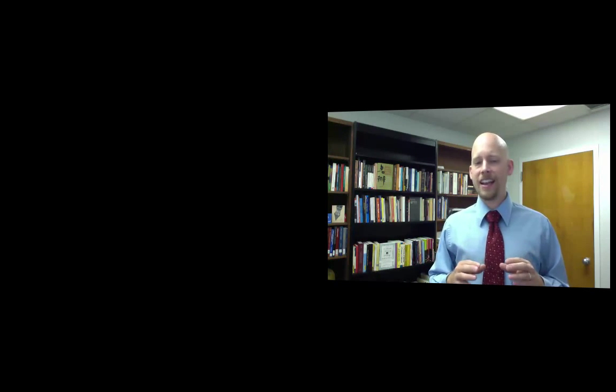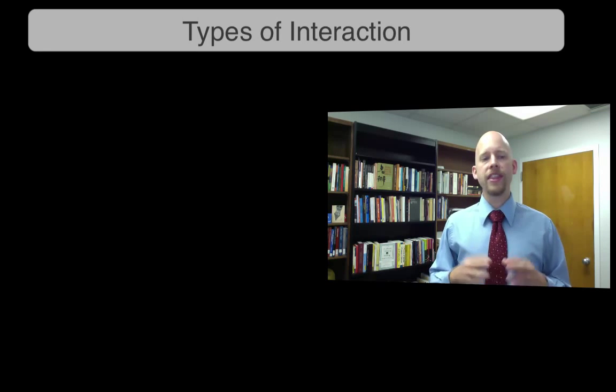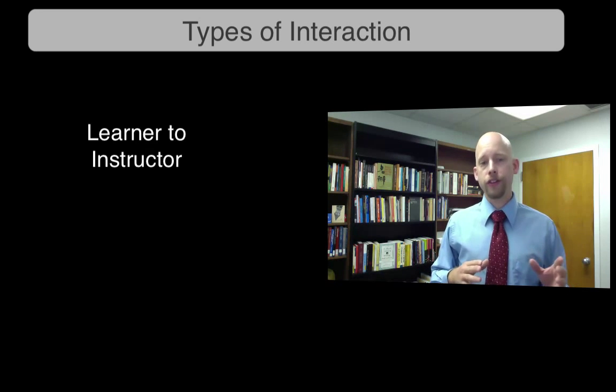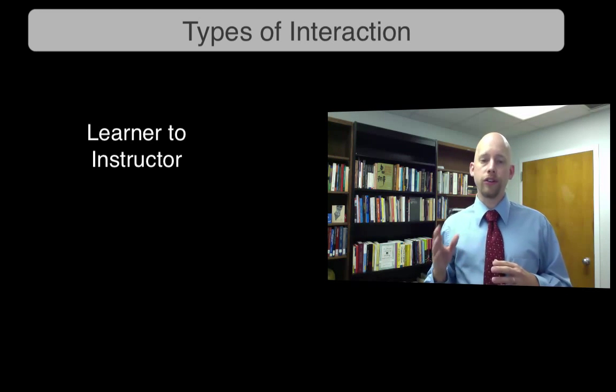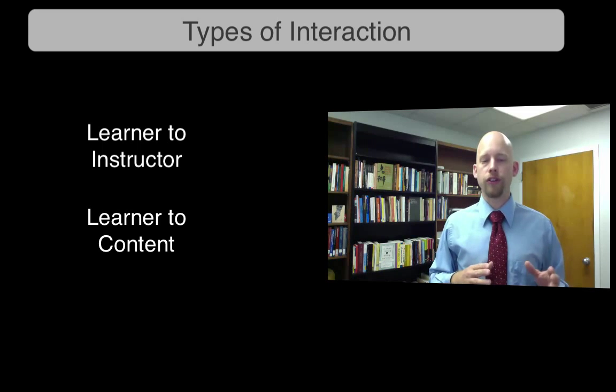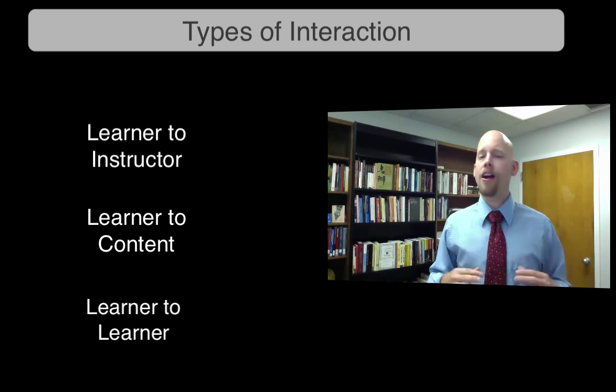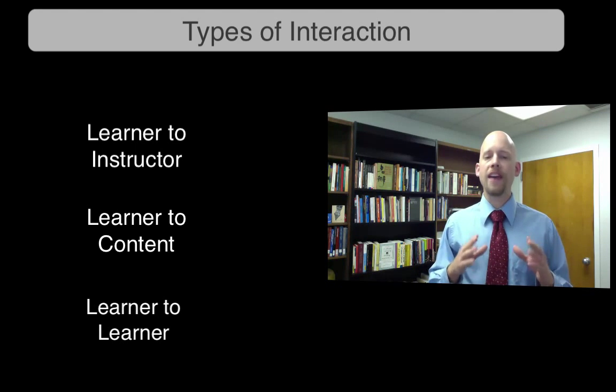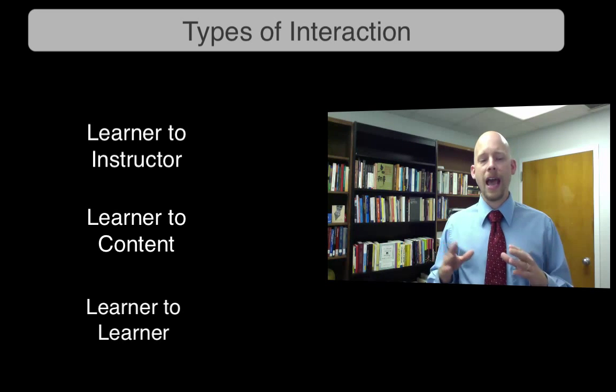To better understand interaction in these spaces, we can think about 3 types of interactions that are essential to any writing classroom: learner to instructor, learner to content, and learner to learner. For our classes, though, we'll be focusing on learner to instructor and learner to learner because we have different course content. These interactions mostly happen in discussion forums when using learning management systems like Moodle.